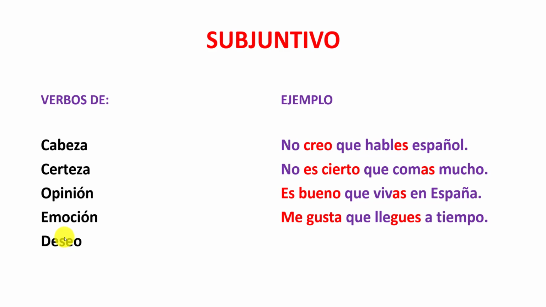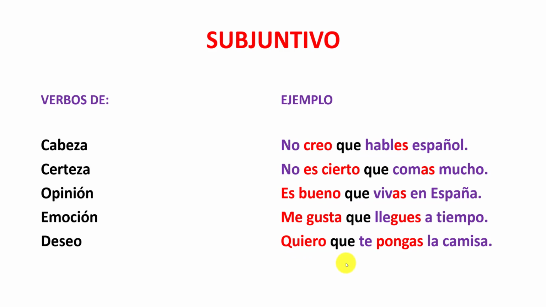The last of these 5 categories is desire. If you're communicating any kind of desire, for example, I want you to put on the shirt. Quiero, I want, I demand, I require, I need. When you're talking about desire, that second verb has to flip into the subjunctive. It wouldn't be te pones, it's te pongas, because you're communicating a desire. So we have creer is a verb of cabeza. Es cierto is a verb of certeza. Es bueno is a verb of opinion. Me gusta is a verb of emotion. And quiero is a verb of desire.